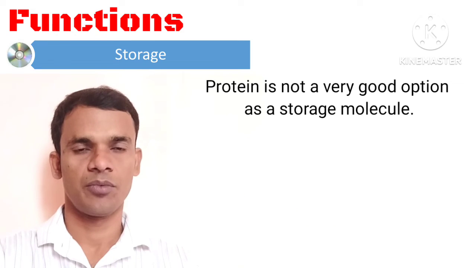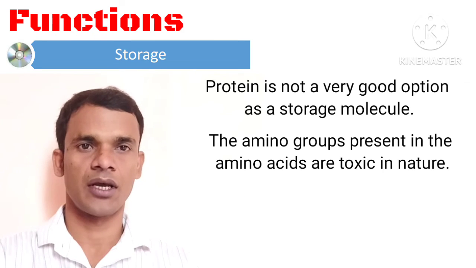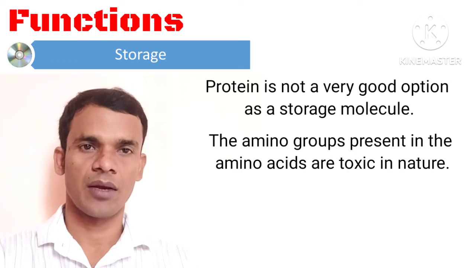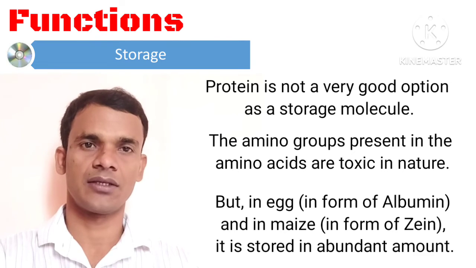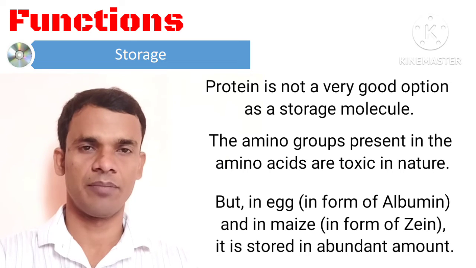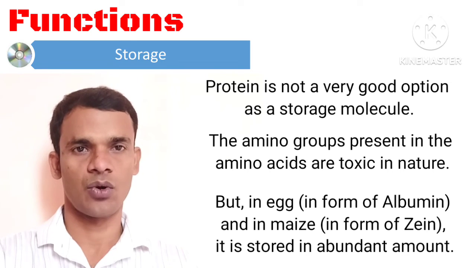Protein is not a very good option as a storage molecule. The amino groups present in the amino acids are toxic in nature. But in egg in the form of albumin and in maize in the form of zein, it is stored in abundant amount.